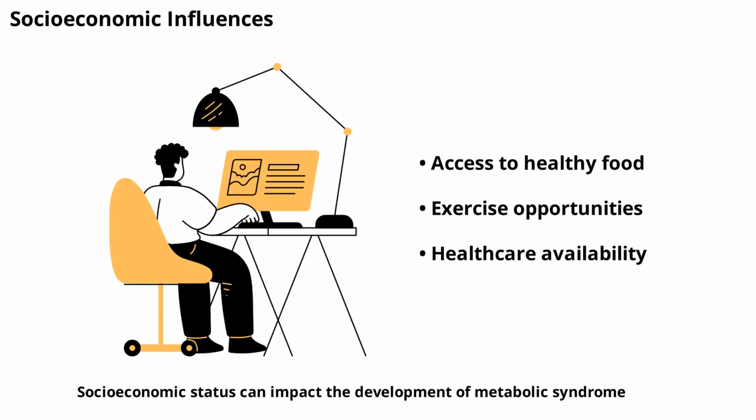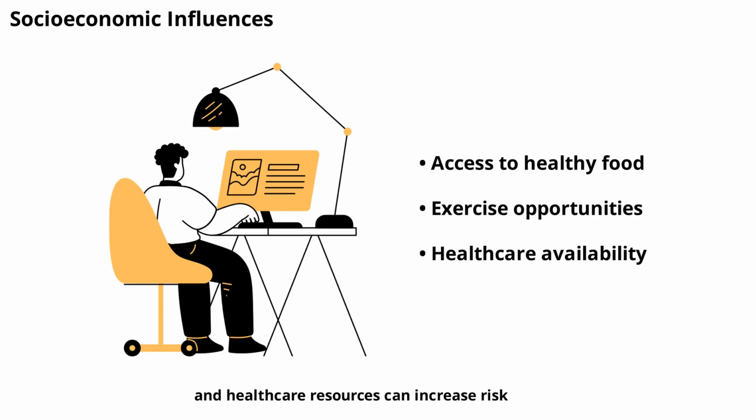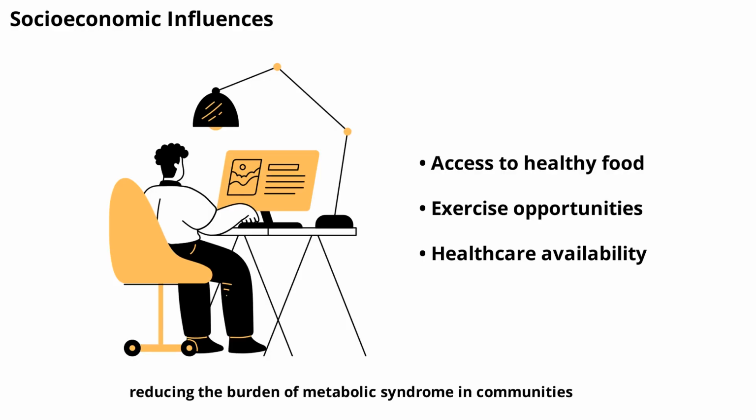Socioeconomic status can impact the development of metabolic syndrome. Limited access to healthy foods, safe places to exercise, and healthcare resources can increase risk. Addressing these social determinants is key to reducing the burden of metabolic syndrome in communities.